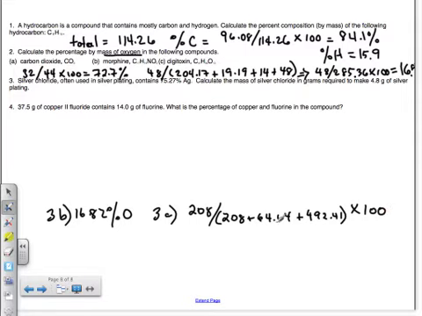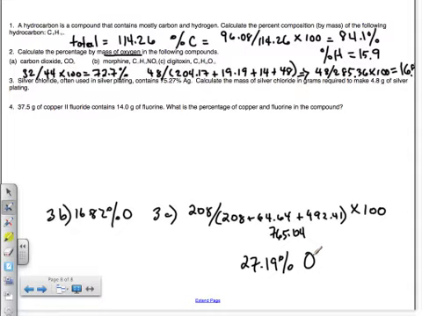So my denominator was 765.05. 208 divided by 765.04. Yep. Equals times 100, 27.19%. 27.19% oxygen.